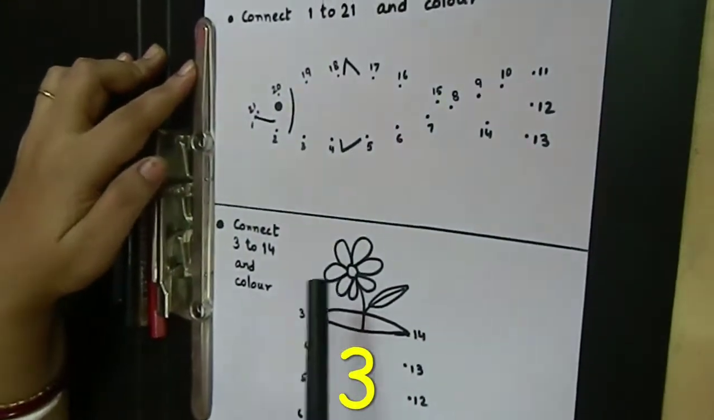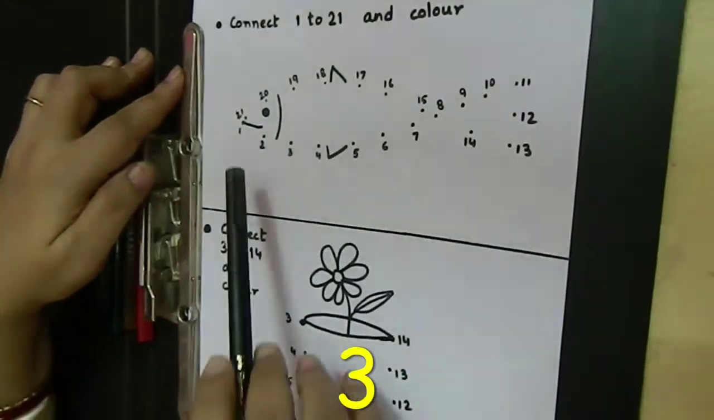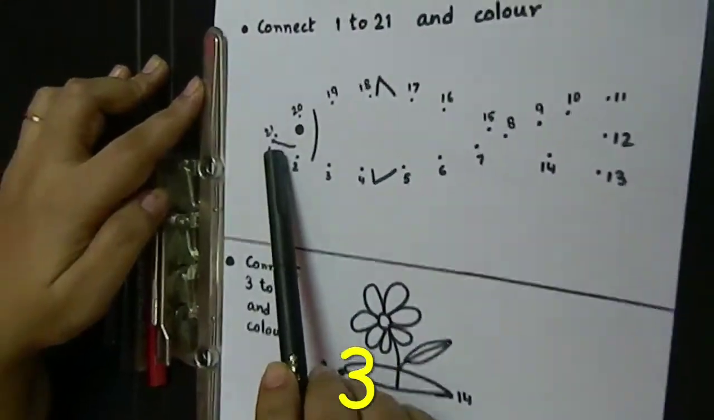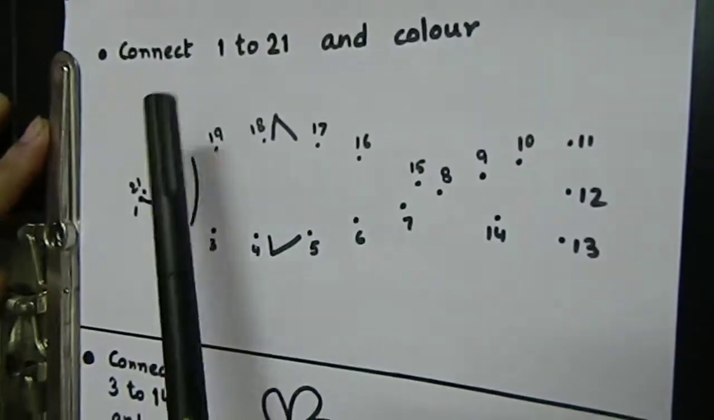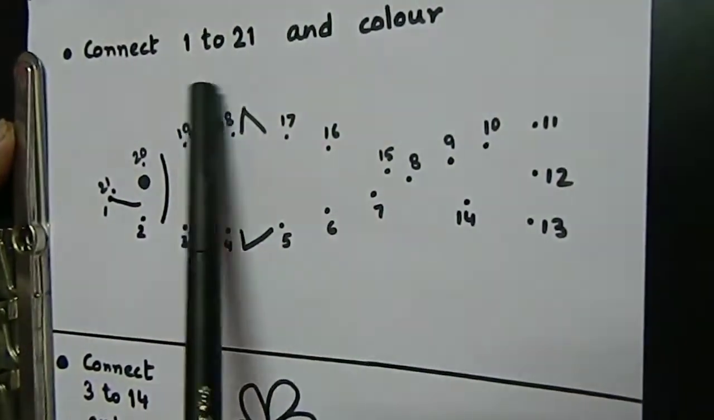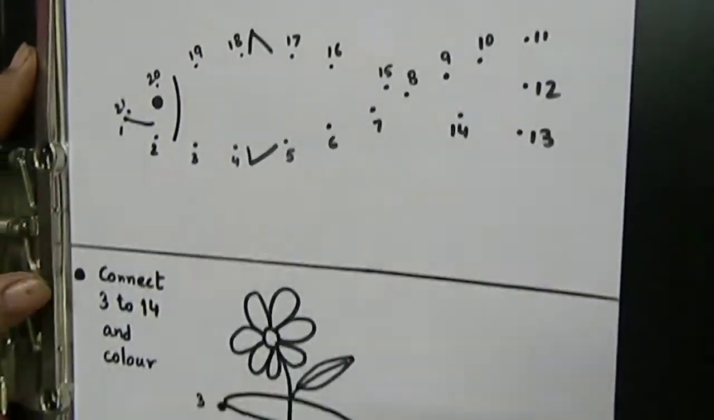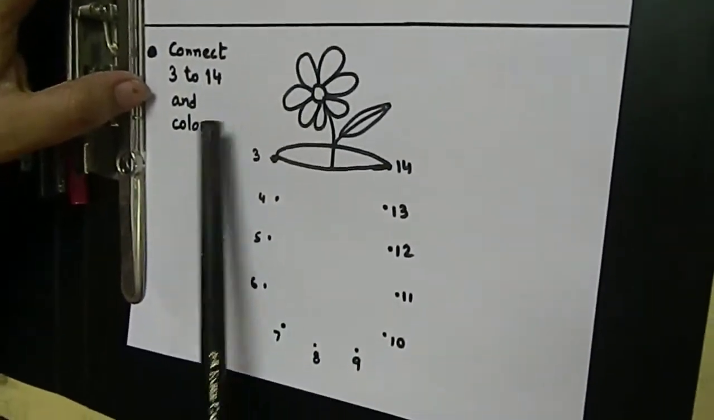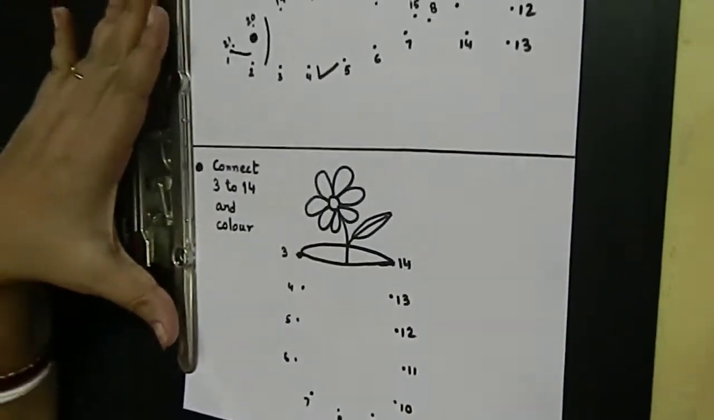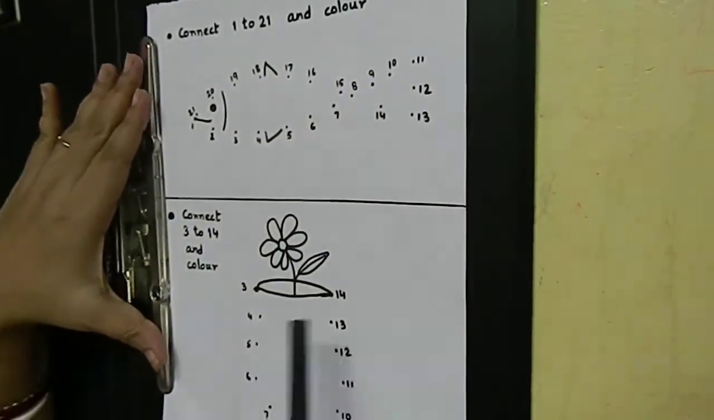Friends, you can also make this interesting worksheet where your child has to connect between few numbers. For example, here he or she has to connect from 1 to 21 and make a diagram. Here from 13 to 14. Similarly, you can make any kind of pictures and give them numbers to connect.